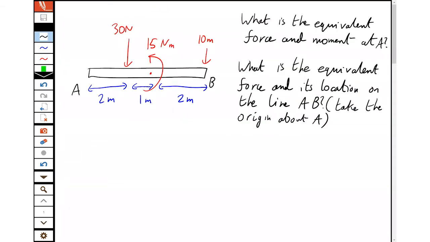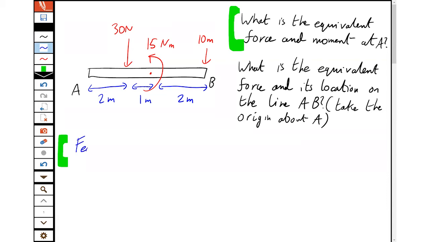So we've got a beam with a bunch of loads on it, forces and moments, and we're asked what is the equivalent force and moment at A, and what is the equivalent force and its location on the line AB. And then a little tip, take the origin about A, which we would do anyway because the first part had already told us to work things about that. So let's do the first part first. What is the equivalent force and moment at A?